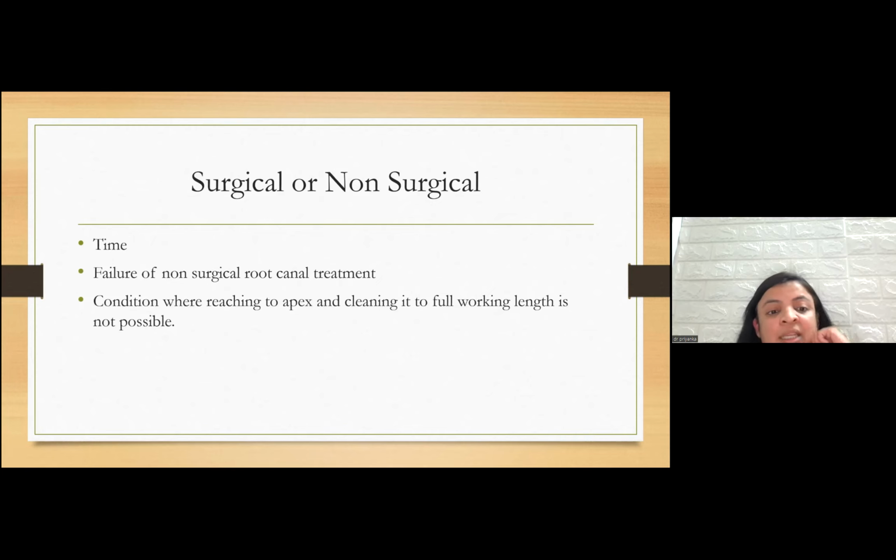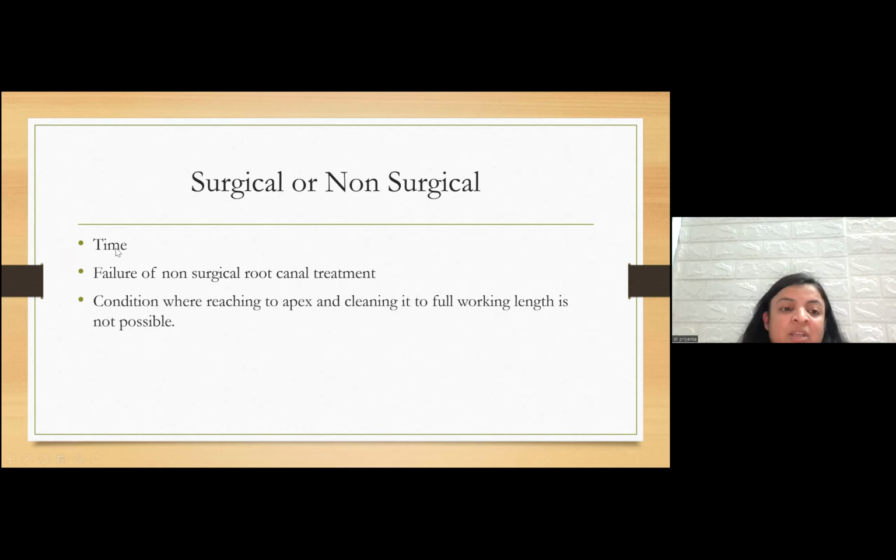There are mainly three criteria which we need to consider. One is time, the second one is failure of non-surgical root canal treatment, and the third one is a condition where reaching to the apex and cleaning it to the full working length is not possible. Now, let's discuss it one by one.